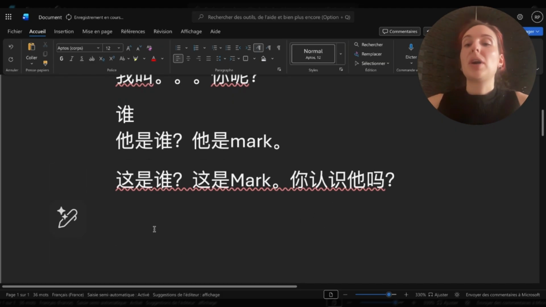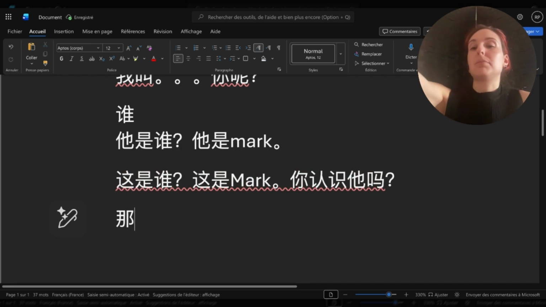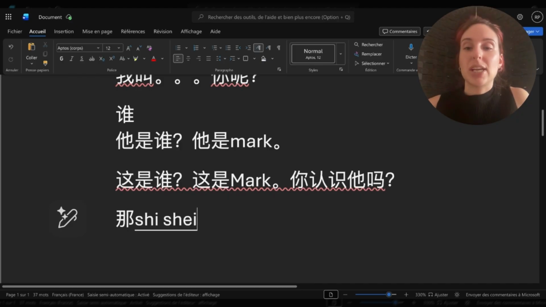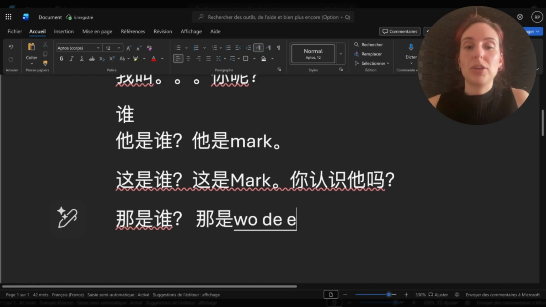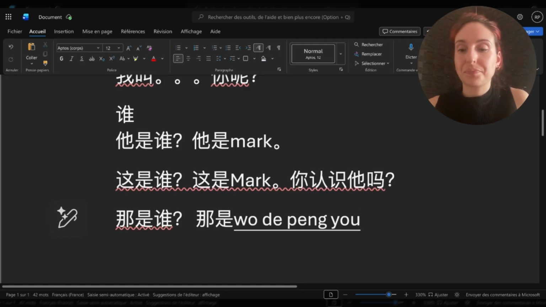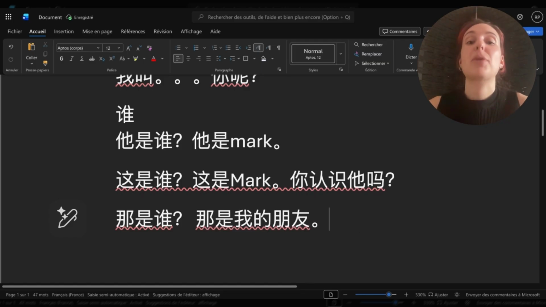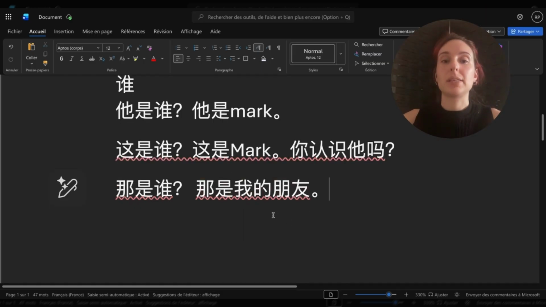Good. So 这 is for this. And in the same way, 那 is for that. So if you're pointing at somebody that is further, for example, 那是谁? 那是我的朋友。朋友 is my friend. 朋友 is using the second tone, the rising tone, 朋, and then 友 is the third tone, 朋友.